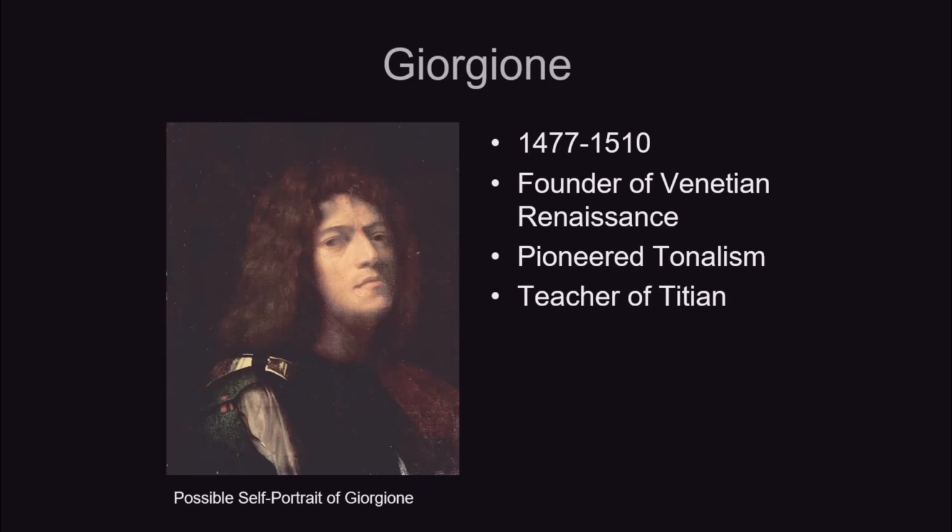We often think of him as the founder of the Venetian Renaissance. Bellini is that kind of transition from the Quattrocento into the High Renaissance, but Giorgione is the person who gives it full flower and development. And so you see these wonderful tones and gradations of tones produced in his works. He ends up being the teacher of Titian, and so that's why he is significant in that regard.